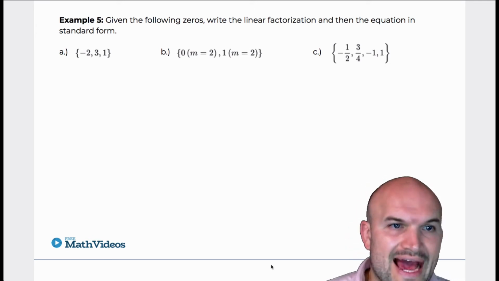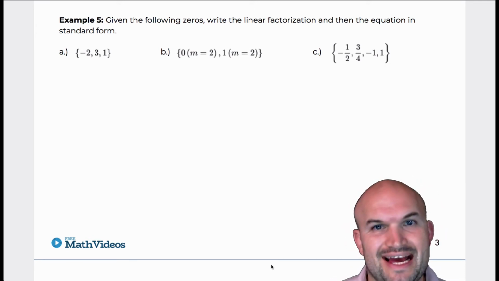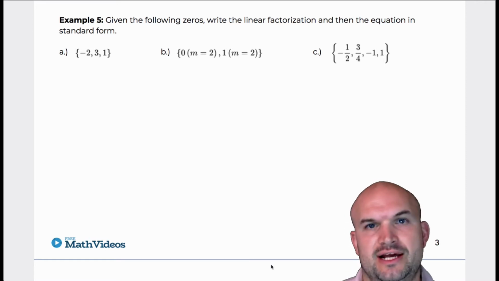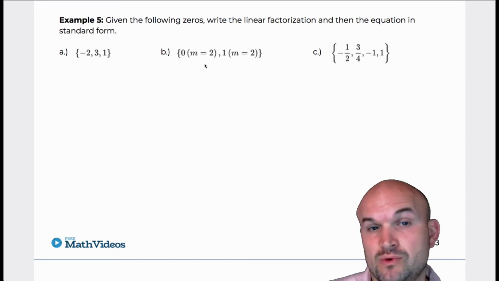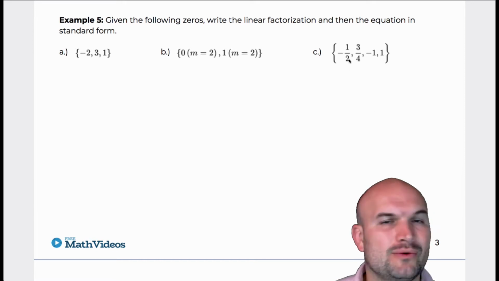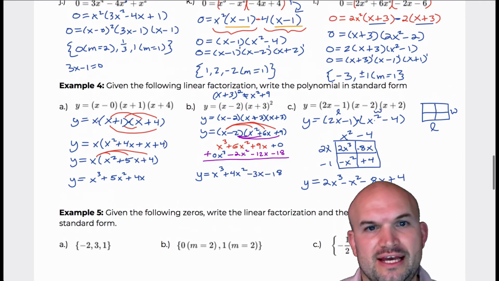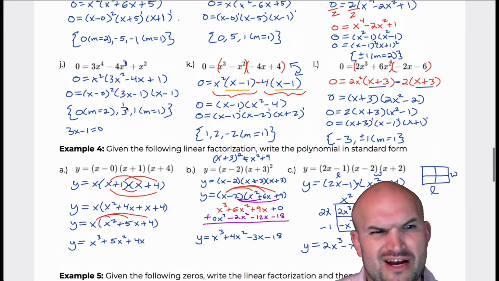Okay, so now in example number 5, we're going to be actually given the zeros and writing the linear factorization. Now notice a couple things that are thrown here. We're given zeros as well as multiplicity in this example, and then here we're given fractions, which is not something that we have dealt too much with in our previous examples as far as identifying fractions. I think we only had like one example there of fractions.